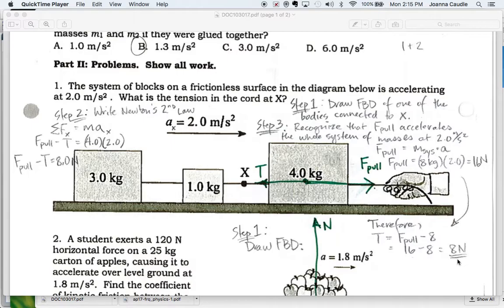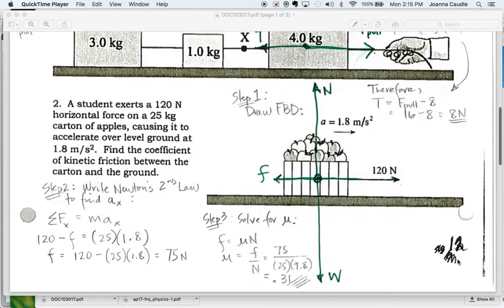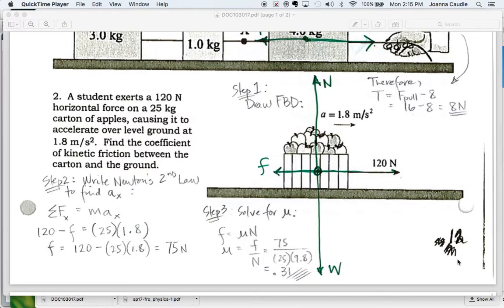So that's question 1. Question 2 is a friction problem where you've got this carton of apples and you know that it's accelerating at 1.8 meters per second squared, and it has a 120 Newton force acting on it, and you're supposed to be finding the coefficient of friction.